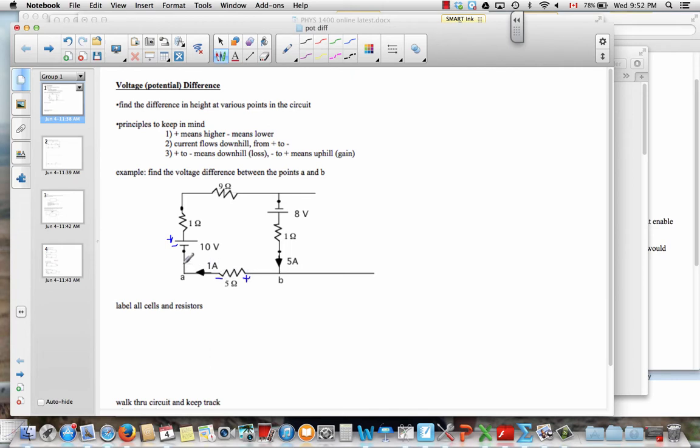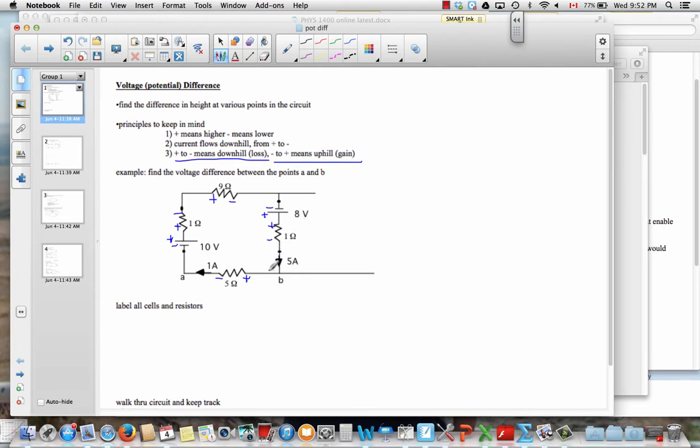We could follow that 1 amp of current around and we can see that because the current must flow downhill, this is higher, this is lower, this is higher here, this is lower. On this cell, this is the low end, this is the high end, based on the diagram of the cell, based on the direction of this current, and given that it flows downhill, that must be positive and that must be negative. So as we've been saying, plus to minus represents a downhill or a loss of height, a loss of energy, and minus to plus means uphill.